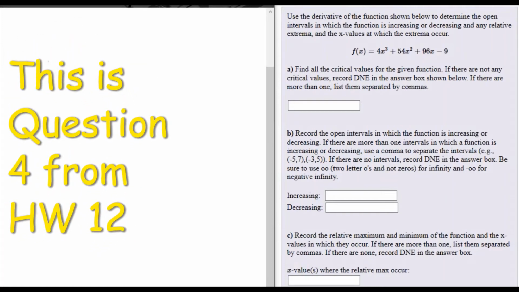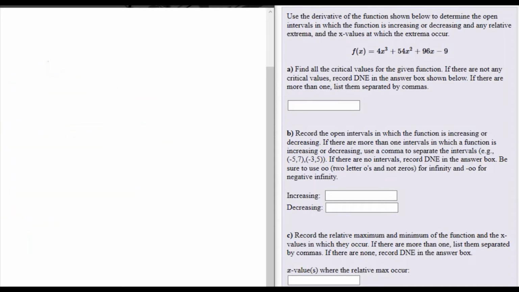Hello everyone, this is question number 4 from homework number 12. It's very similar to question number 3. They follow the same steps.